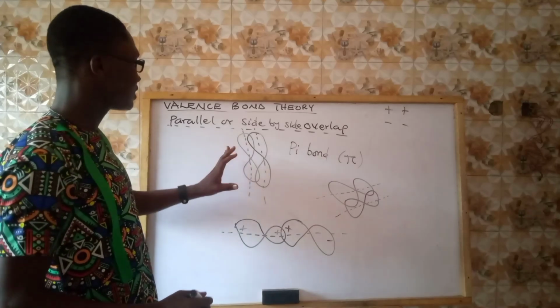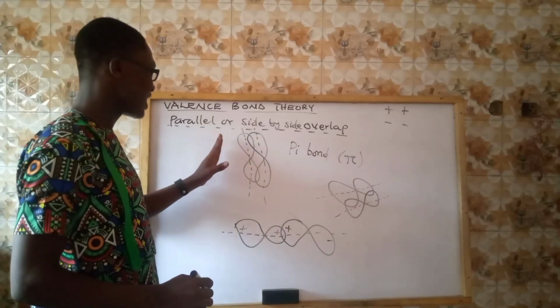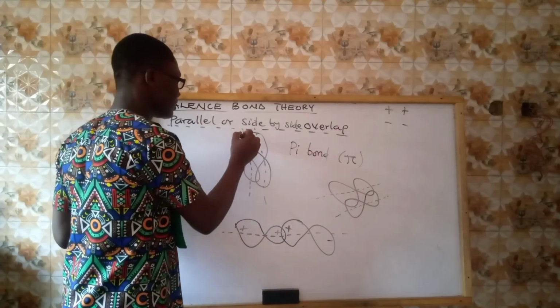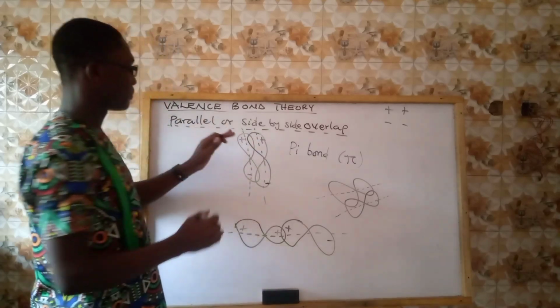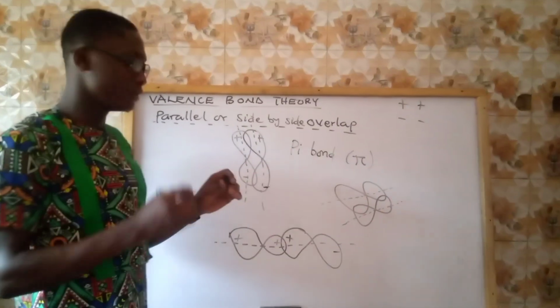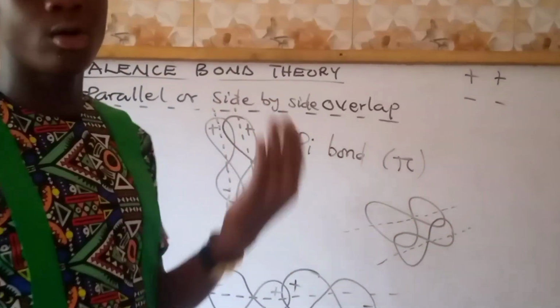And for the side by side overlap, they must have the same sign like this and then like this. So positive, positive, negative, negative, and now they can be able to overlap.